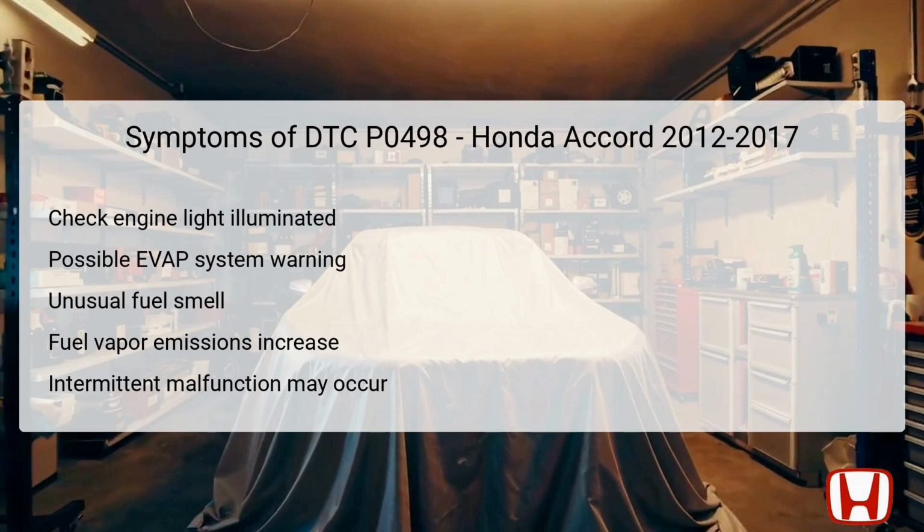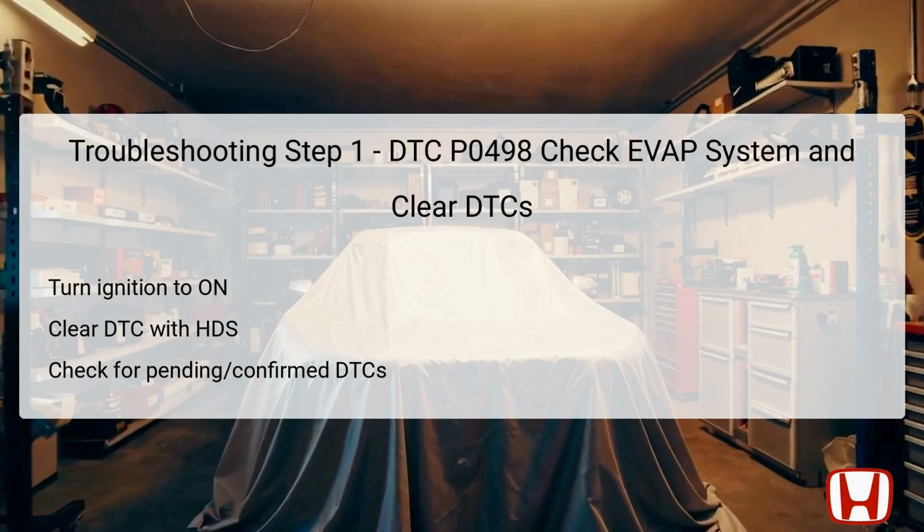Additionally, if the fault is intermittent, the driver might experience sporadic issues with engine performance or vapor management without it being constantly active. Recognizing these symptoms early can help target diagnostics efficiently. The first step in troubleshooting involves turning the ignition switch to the on position, which energizes the vehicle's electrical systems, including the ECU and sensors.